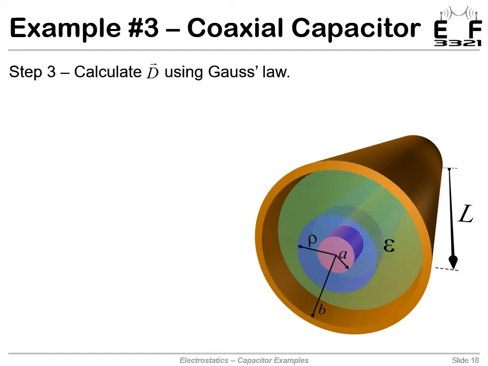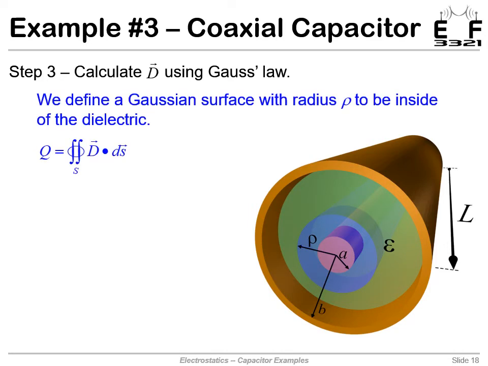Now we want to determine the electric flux, and we can do this using Gauss's law and some common sense about symmetry. We need to define a Gaussian surface that will integrate the flux. So showing here in this blue cylinder, this will be our Gaussian surface. We'll integrate around this to relate D to the charge to get an expression for it.